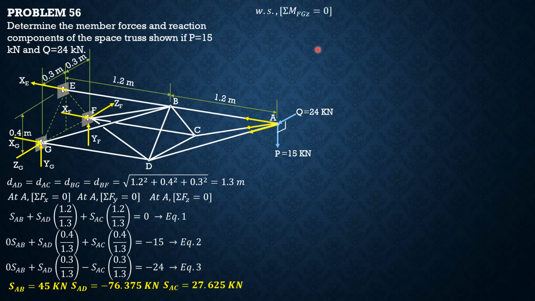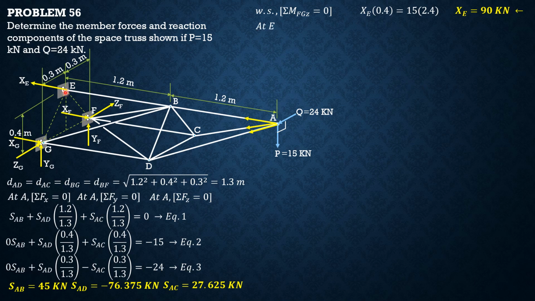Then, considering the whole system, summation moment about FGZ equals 0. So by right thumb rule, that's the positive sense of moment to solve for X sub E. So X sub E times 0.4, everything else will drop out, equals 15 times 2.4. So X sub E is 90 kilonewtons in the negative direction. So that's the X component reaction at E.